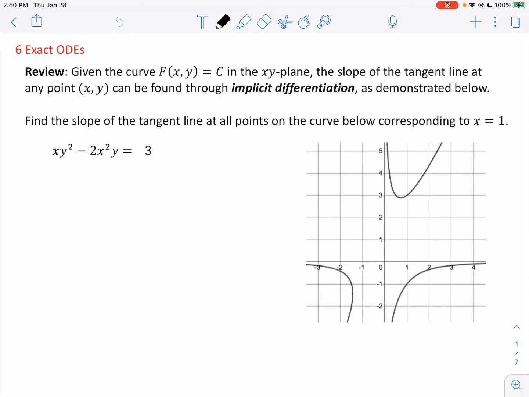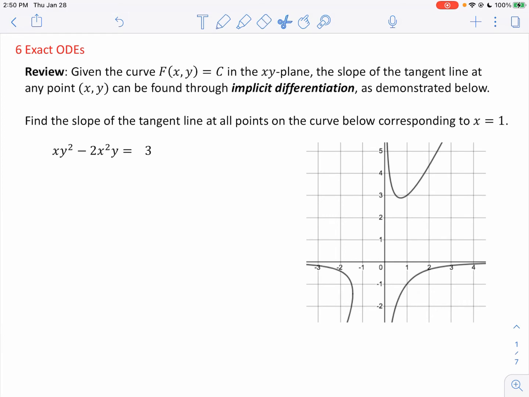So we're going to find the slope of the tangent line at all points on the curve below corresponding to x equals 1. I've given the equation of the curve and also the graph of the curve. A couple things to notice. That this curve does not pass the vertical line test. Therefore, it is not a function of x. Nor does it pass the horizontal line test. So this curve is also not a function of y.